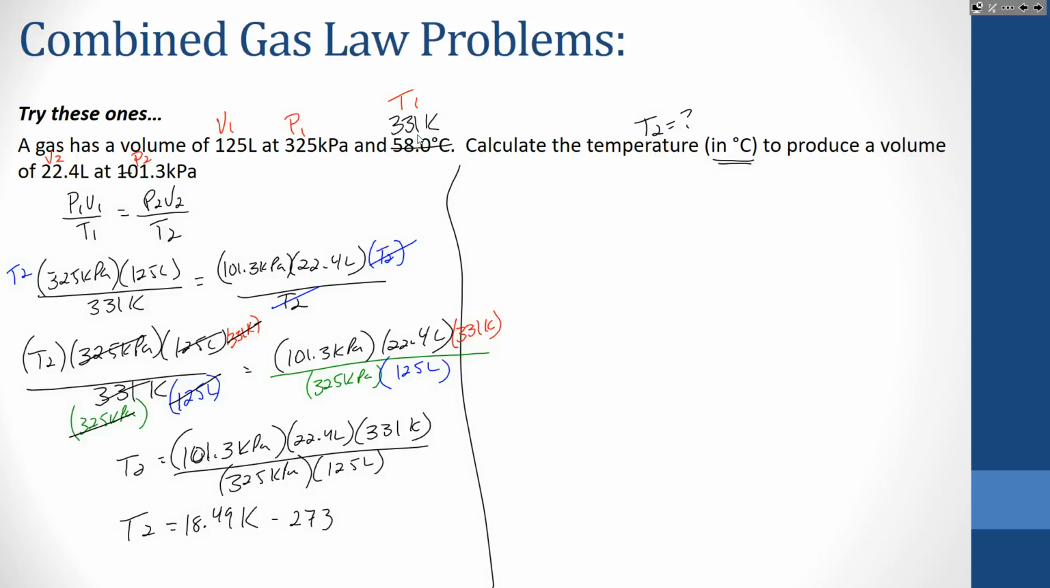Negative 254.51. And there's your final answer. If we're doing the logic method, it's the same idea. We're trying to find what the temperature change is.